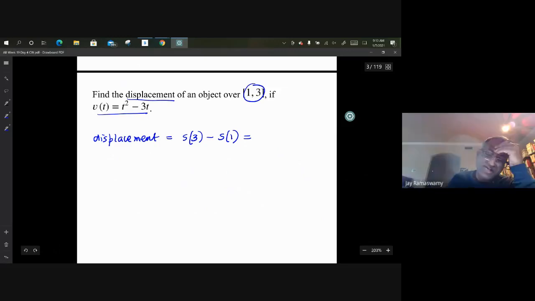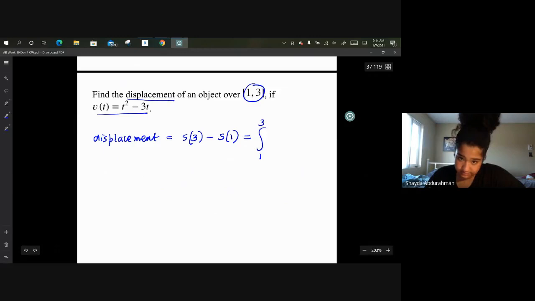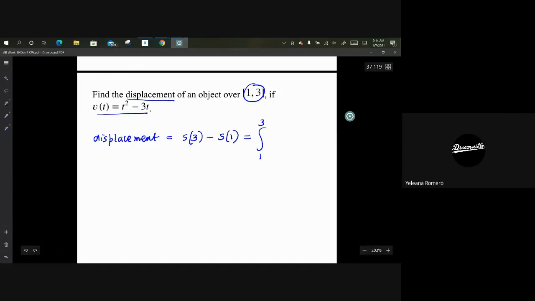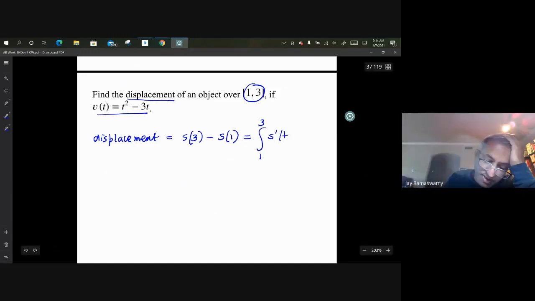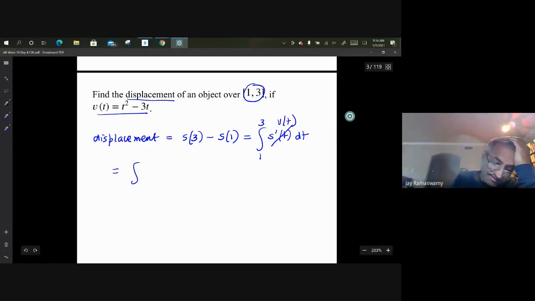So, what's the question we should ask ourselves? Is there a mismatch? Therefore, will net change kick in? Yes. Integral from 1 to 3 of S prime of t dt, which is just v of t dt. So integral, I'm just ready to plug it in, yeah?